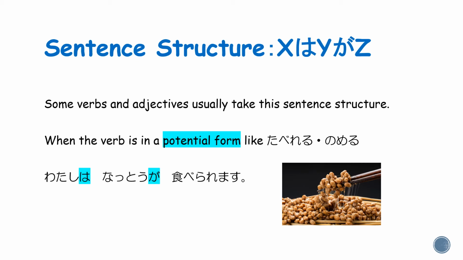Let's look at the sentence structure X は Y が Z. Some verbs and adjectives usually take this sentence structure, and it will be very helpful for you to try to memorize the verbs and adjectives that require this sentence structure. The first group is when the verb is in a potential form, like 食べられる or 飲める, so it's the can-do form. For example, 私は納豆が食べられます. I can eat 納豆.